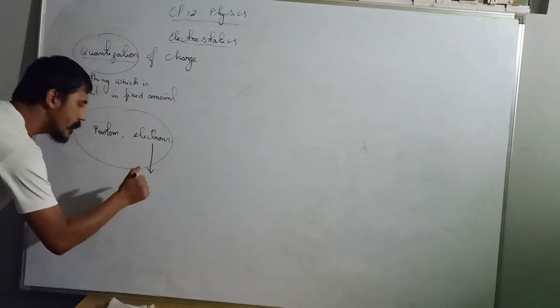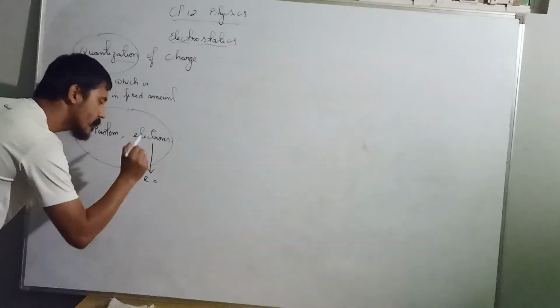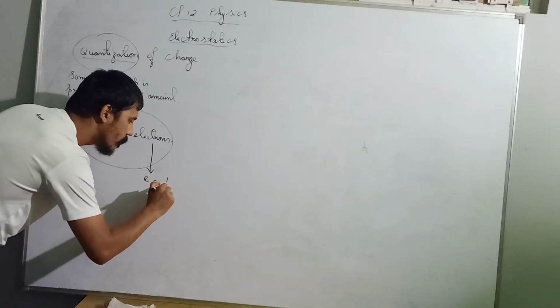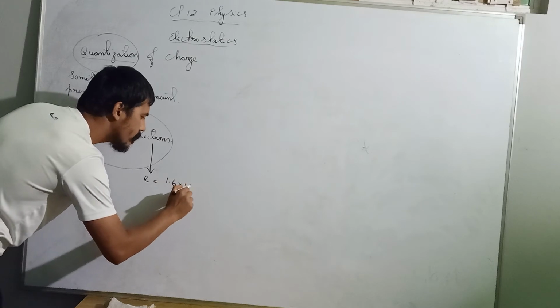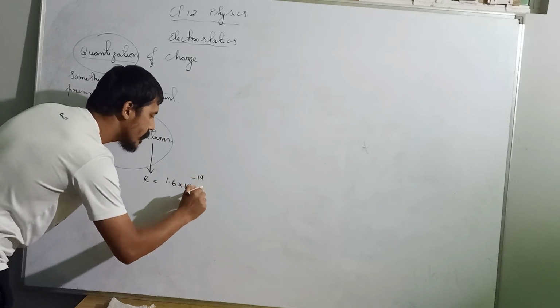Now, the charge of an electron, only in magnitude, is 1.6 × 10^-19 Coulomb.